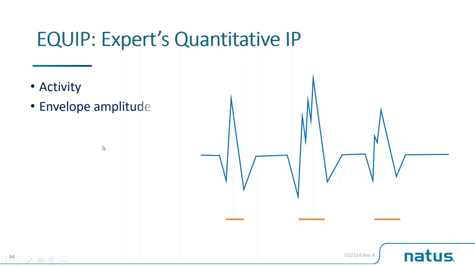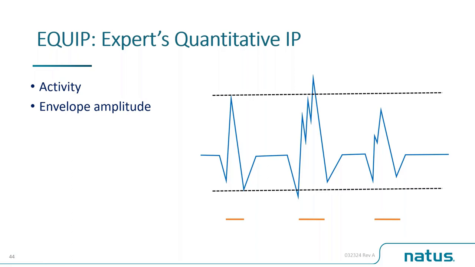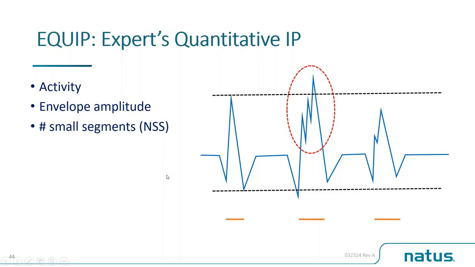We can measure the envelope amplitude, just as I indicated before. And then we can also measure the number of short segments. These are small amplitude changes that we don't see, but we can hear them.